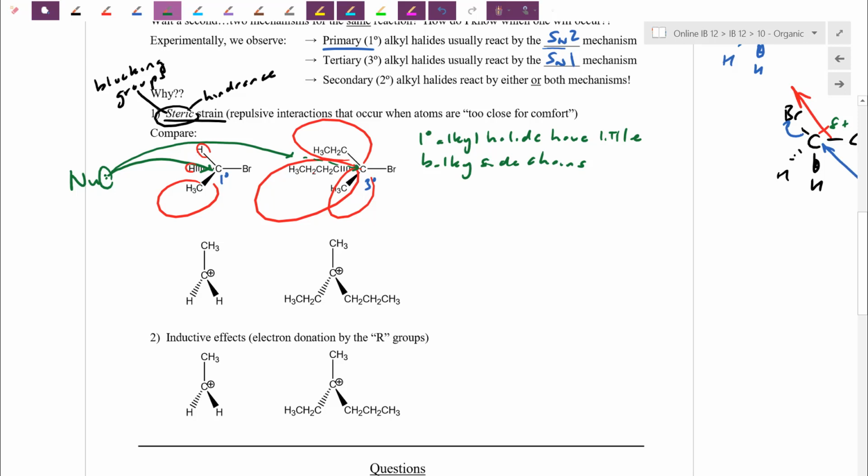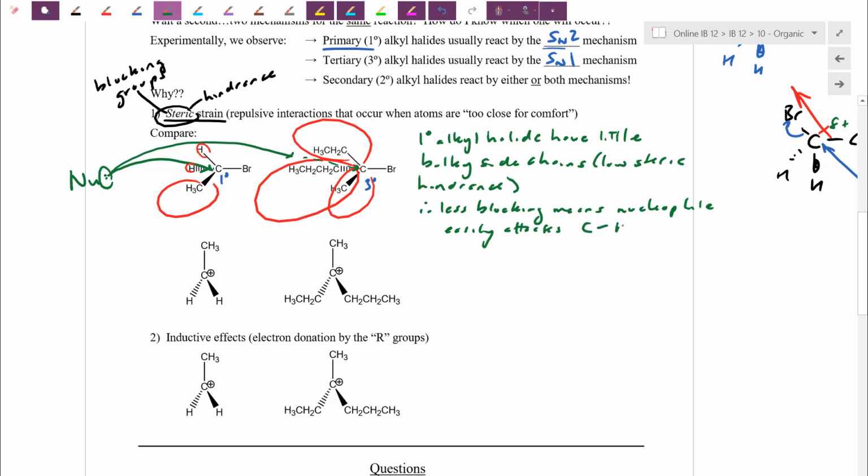So therefore, it has a low steric hindrance. The stereochemistry, the 3D angles at which this thing is trying to come in, it's not really blocked by those groups there. And because there's not a lot of blocking, I can attack fairly easily. So, therefore, less blocking means the nucleophile easily attacks the carbon-bromine, the carbon side, the partial positive on that C.